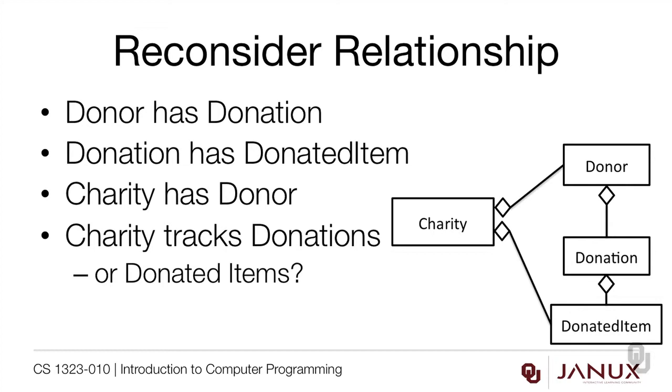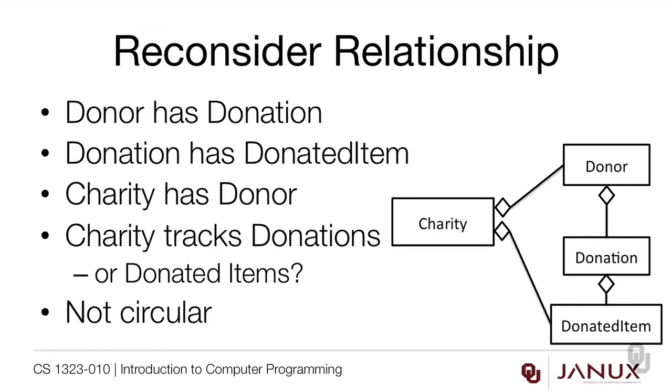Now notice donated item is still being aggregated by two classes, but the nice thing here is the donated item is a very simple class. Remember, just two data fields. We'll probably write it in such a way that it's immutable, that it can't be changed, and that also improves things here. So there are some other dimensions to design that will come up as we get more advanced in designing. So now we have a pretty solid relationship.